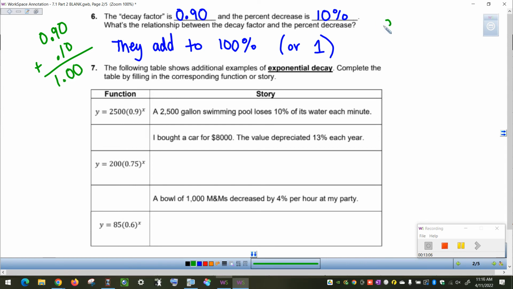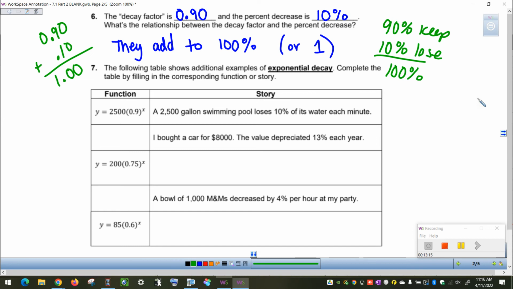or as percent, keeping 90% corresponds with losing 10%, and that adds up to 100%. So if you have a story and you're told the percent that it's losing, we're just going to subtract that from 100% to figure out the percent that it's keeping. Whatever percent it's keeping goes into your equation.